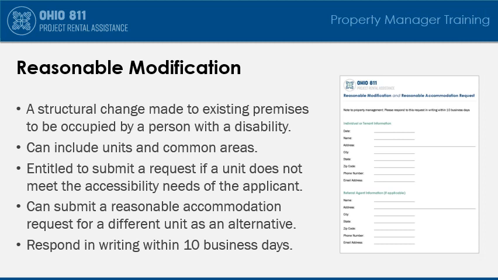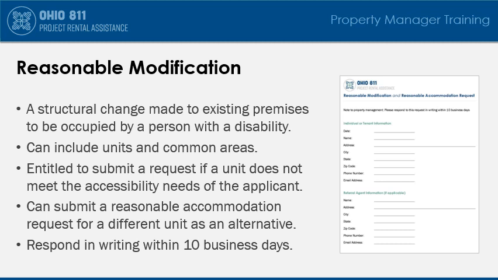A reasonable modification is a structural change made to existing premises to be occupied by a person with a disability in order to afford them full enjoyment of the premises. Reasonable modifications can include structural changes to interiors and exteriors of units and to common and public use areas.